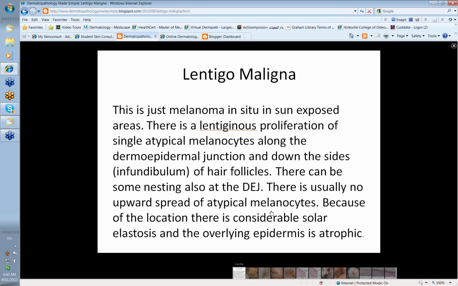And this is the other little thing. Because these lesions are usually seen on sun-exposed areas, there's considerable solar elastinosis. And because of the chronic sun damage, the overlying epidermis is often atrophic.